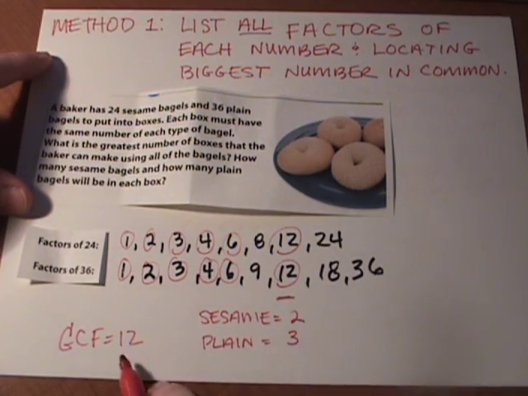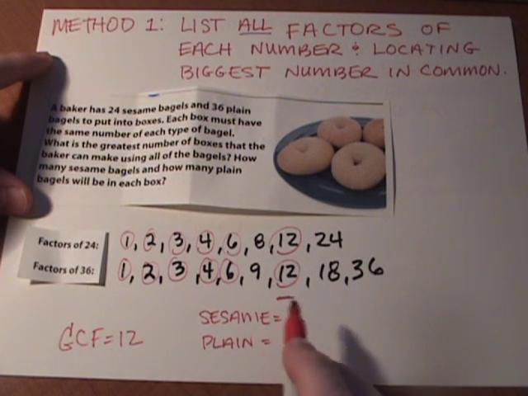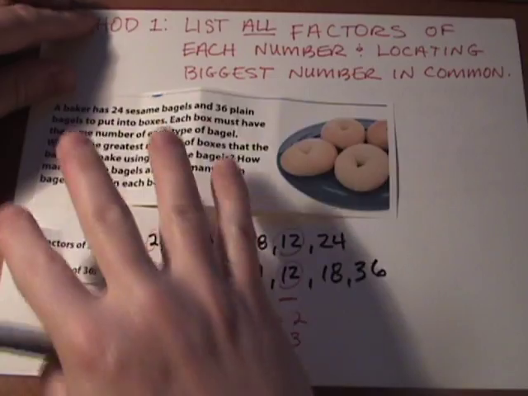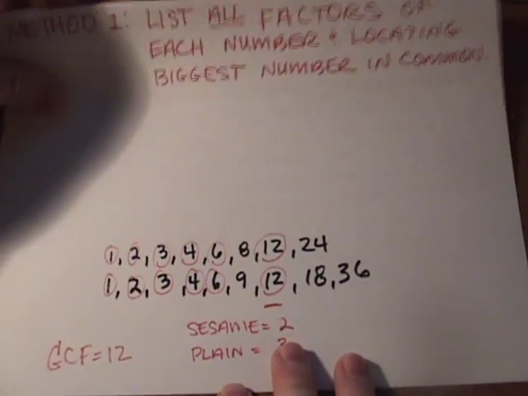So you're going to get 12 boxes of bagels, and in each of those boxes you're going to have 2 sesame bagels and 3 plain bagels. So that is using the listing all the factors method.